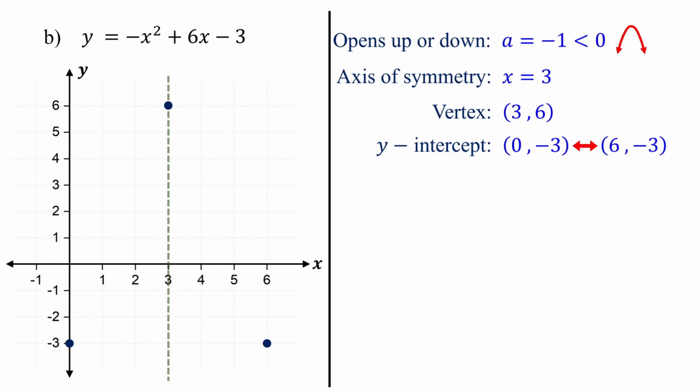Now, to find other points, take an x value that is closer to the axis of symmetry and determine its corresponding y value.